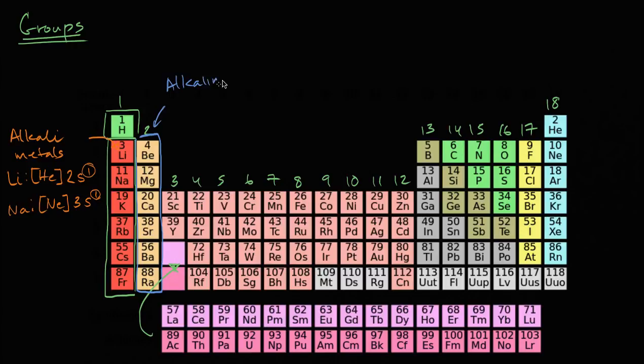Alkaline earth metals. And once again, they have very similar properties, and that's because they have 2 valence electrons, 2 electrons in their outermost shell. And also for them, not quite as reactive as the alkali metals, but let me write this, alkaline earth metals.